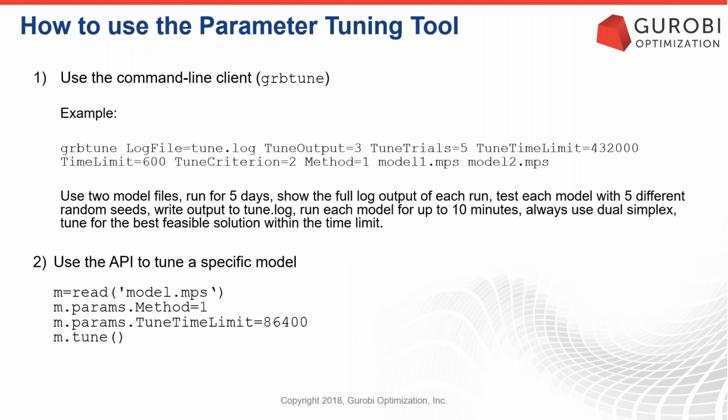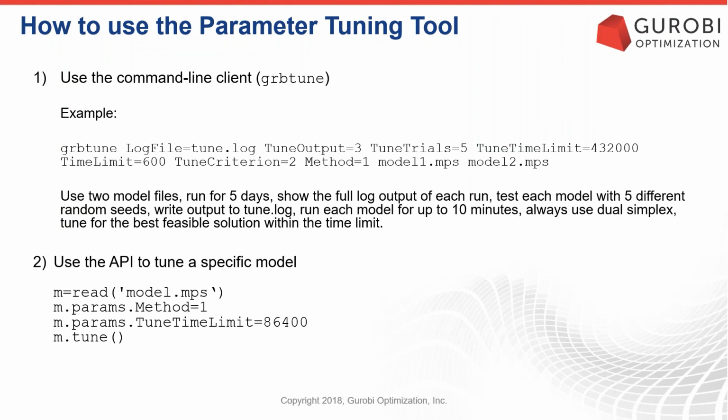The first one is the command line client. The name of the tool is grbtune, and you set a few parameters, and then the tool will work on its own and spend some time trying to find better parameters for your model or for a set of models. Here is an example of how this could look. You call grbtune, you set a log file where you want the output, then there is the TuneOutput parameter. TuneOutput equals 3 means you write everything out, so you see the log of each run that is tested. You use 5 different trials.